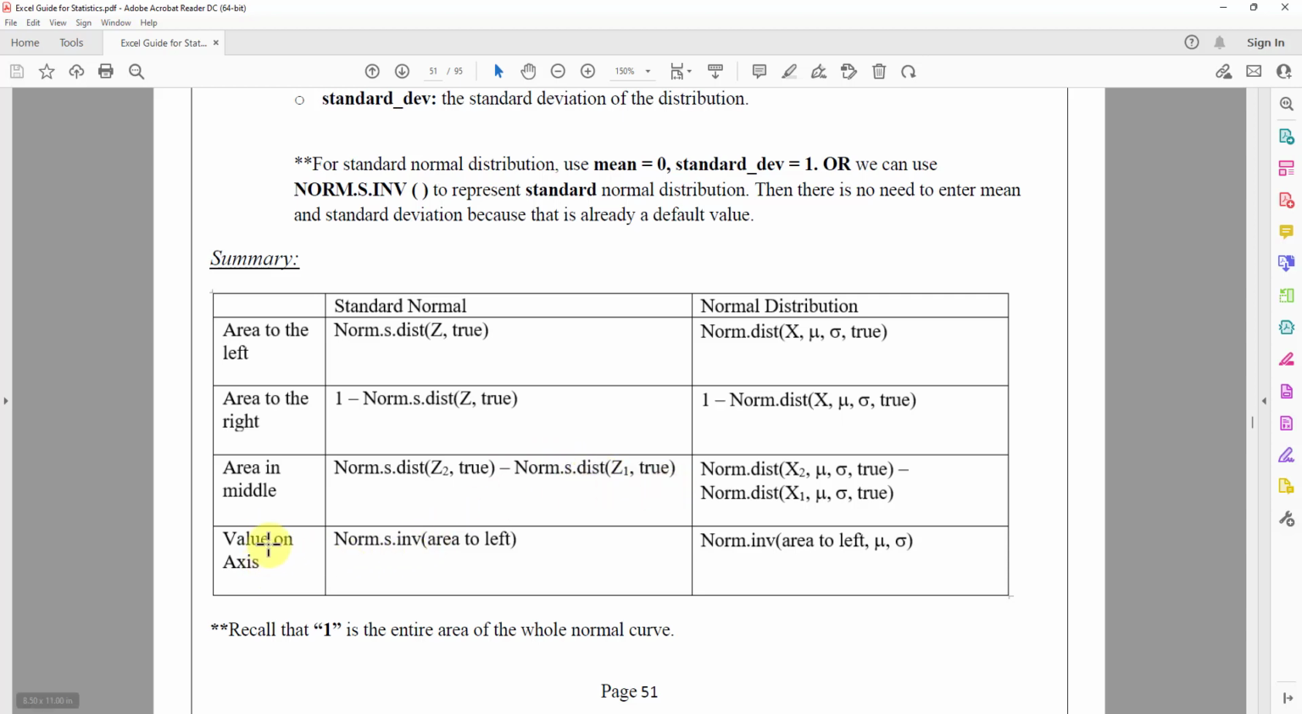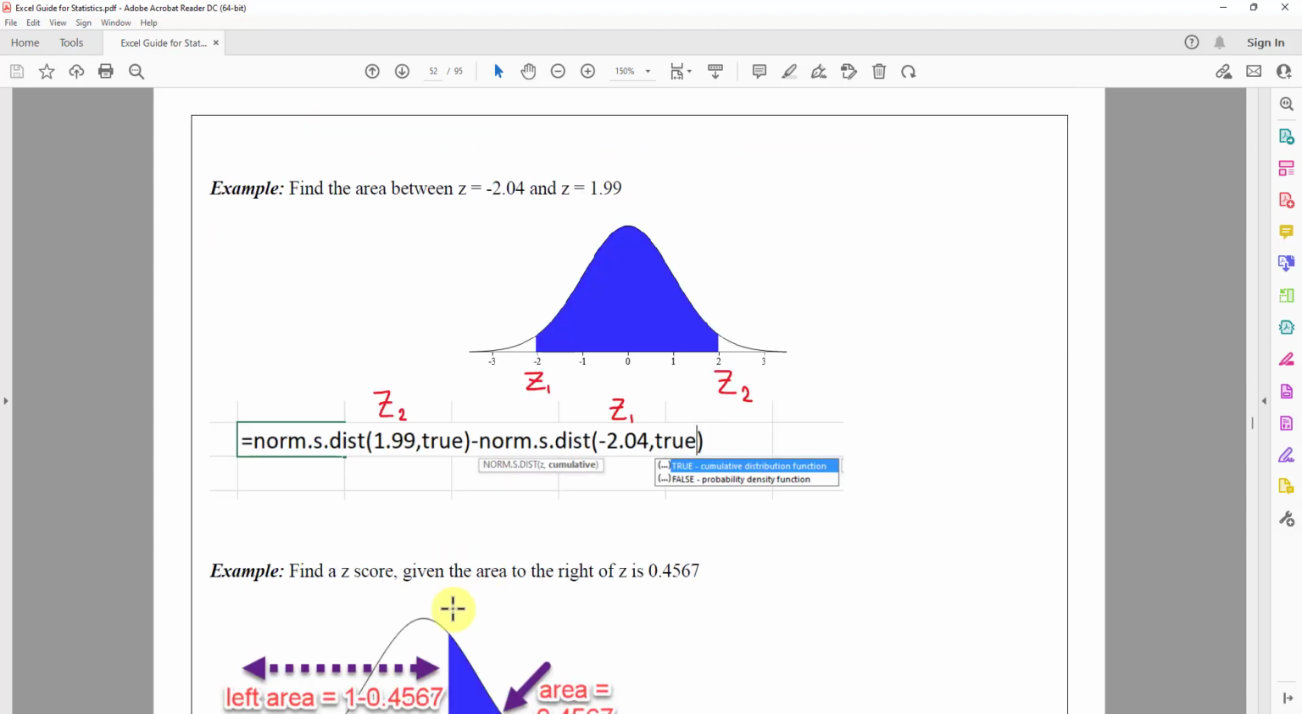And lastly, the value on the axis: we use the area to the left for the inverse functions, and it will give you that value on the axis. If we do not use the .S, make sure you include the mean and the standard deviation. If we use S, then Excel knows that the mean is 0 and the standard deviation is 1.